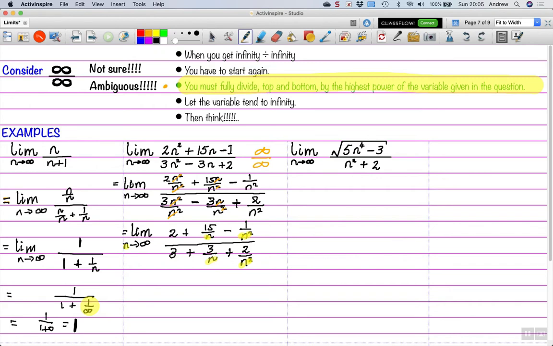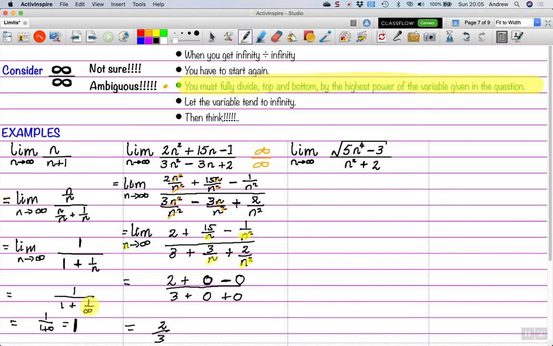So on top, when we substitute in, we're going to get 2 plus, what's 15 over infinity? We can do this in our head. 15 over infinity is 0. What's minus 1 over infinity squared? Well, it's 0. Anything with just infinity on the bottom becomes 0. So therefore, this one's 3 over infinity, 0, plus 2 over infinity squared, 0. So therefore, the final answer is 2/3.